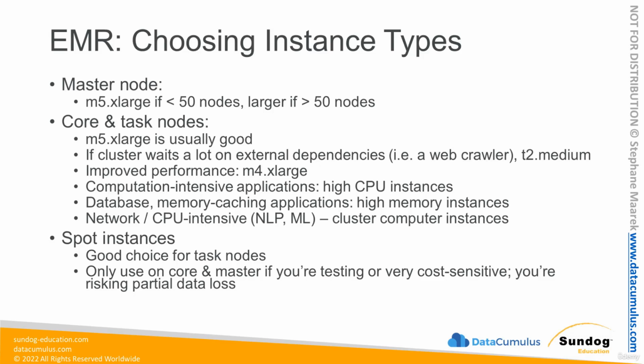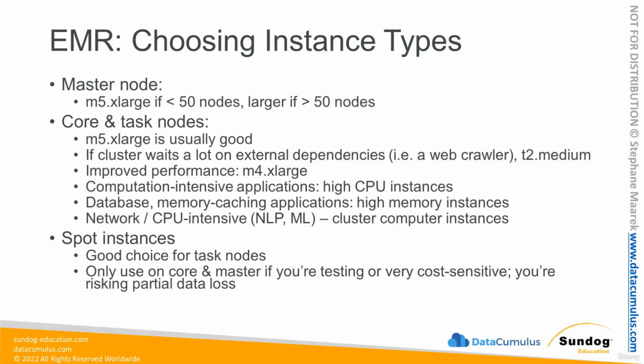Then we have your core and your task nodes. And generally speaking, an M5.xlarge is usually good for that as well. So for a typical cluster with less than 50 nodes, you can use that same type for your master, core, and task nodes. However, there are special cases. If your cluster is waiting a lot on external dependencies, like you've written a web crawler or something like that, where you're just sitting around waiting for network traffic all the time, maybe you can get away with something a little bit less expensive, like a T2.medium. If you need more performance, though, you need to go the other direction, you can step up to an M4.xlarge for your core and task nodes as well.